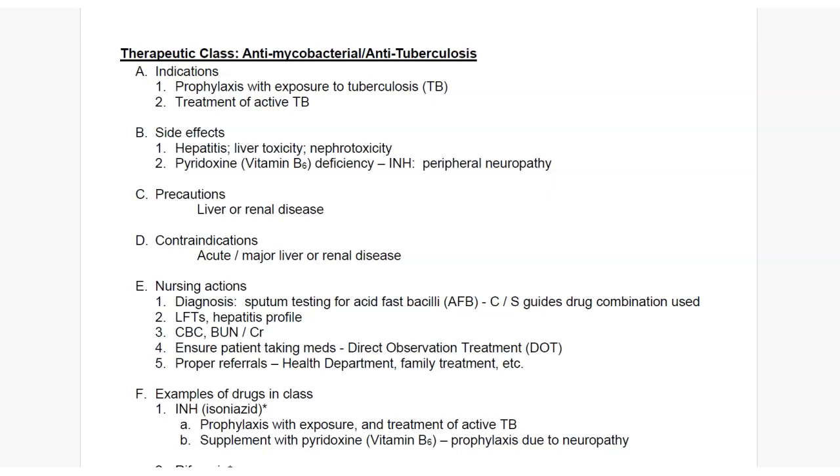In addition to that, INH, one of the medications, has side effects that include vitamin B6 deficiency, or pyridoxine deficiency, or easier to say, vitamin B6 deficiency. Because of this deficiency, it can cause peripheral neuropathy, or basically pins and needles and some sort of nerve pains in the hands and feet. Some precautions include liver or renal disease. Contraindications include acute or major liver or renal disease.